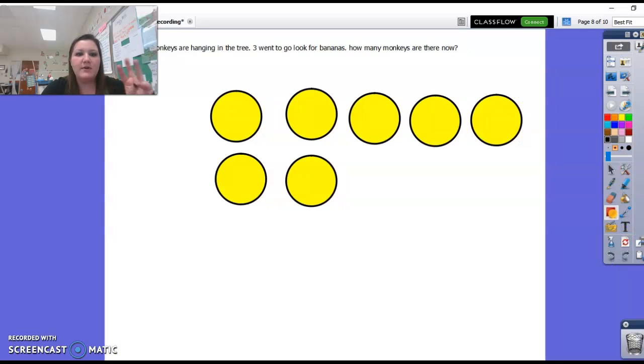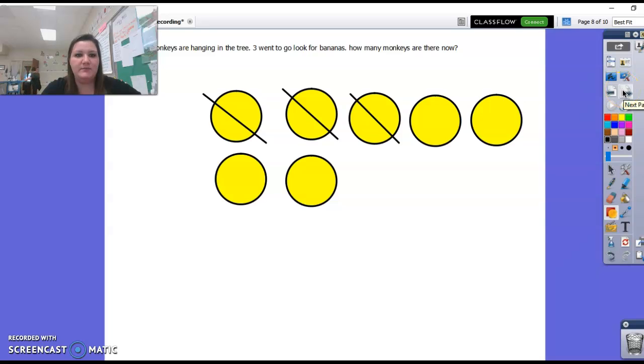Now, 3 monkeys went to go look for bananas. So I'm going to take and cross off my 3 monkeys. Okay, so 3 monkeys went to go look for bananas. How many monkeys are left? That's right, there are 4 monkeys. 1, 2, 3, 4. Okay, so there were 7. I crossed off the 3 that went to look for bananas, and there are 4 left. Did you get 4? Good.